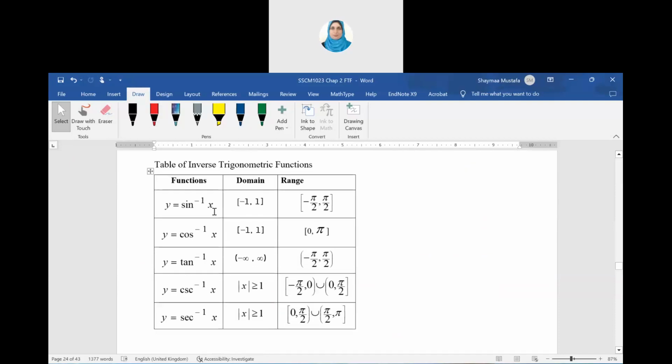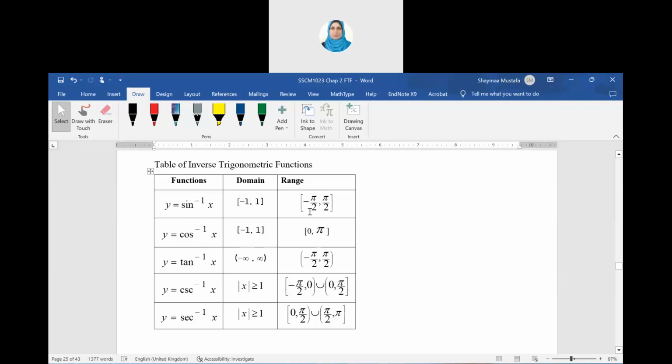In this table, we summarize the domain and the range for these functions. These are the domain and the range of each of sine inverse, cos inverse, tan inverse, cosec inverse, and sec inverse. If you look at sine inverse and cos inverse, the domain is from -1 to 1, because sine is always between -1 and 1. So the range for sine becomes the domain for sine inverse. Cos is also always between -1 and 1, so the range for cos will be the domain for cos inverse.